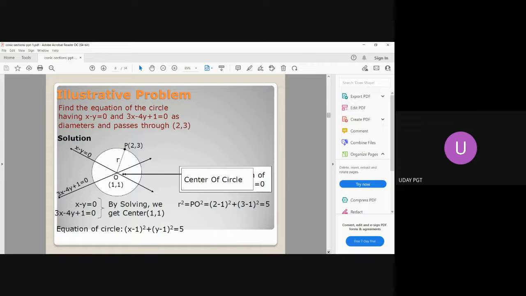These are different problems which are not given to you in your textbook. Other than that, the textbook problems you can easily solve. It is not that difficult for you. So let us go through this type of problem.